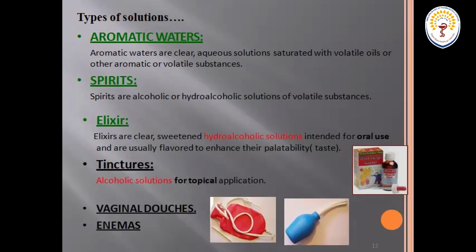Next is aromatic water. Aromatic waters are saturated aqueous solutions of volatile oils or other aromatic or volatile substances. Examples: camphor water, concentrated peppermint water. They are mainly used as a flavoring agent. They are prepared by distillation, solution method and alternate solution method.